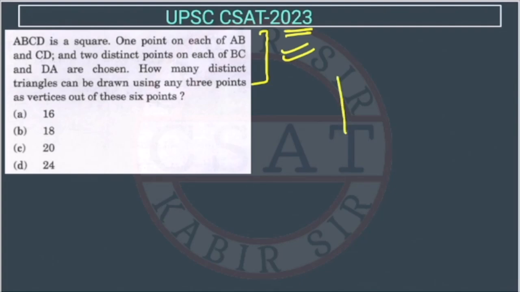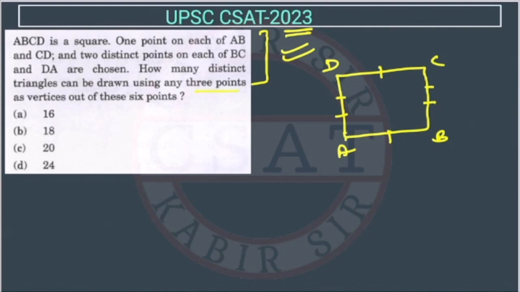ABCD is a square, right? So just draw it. This is ABCD, and this is a square. One point on each of AB, so one point is here, suppose, and one point on CD, right? And two distinct points on each of BC and DA. So two points are on BC, and DA is this one, right? How many distinct triangles can be drawn using 3 points as vertices out of these 6 points?